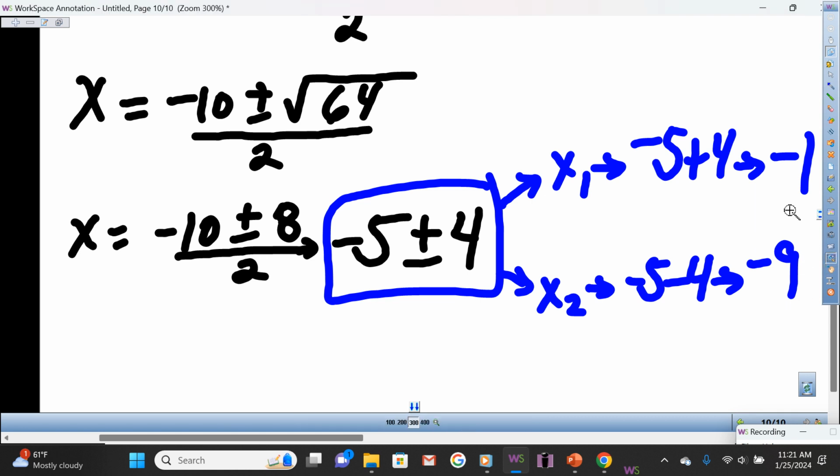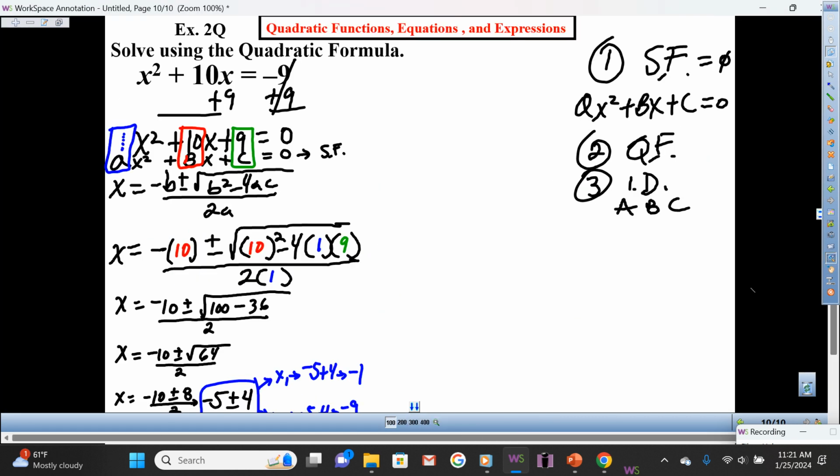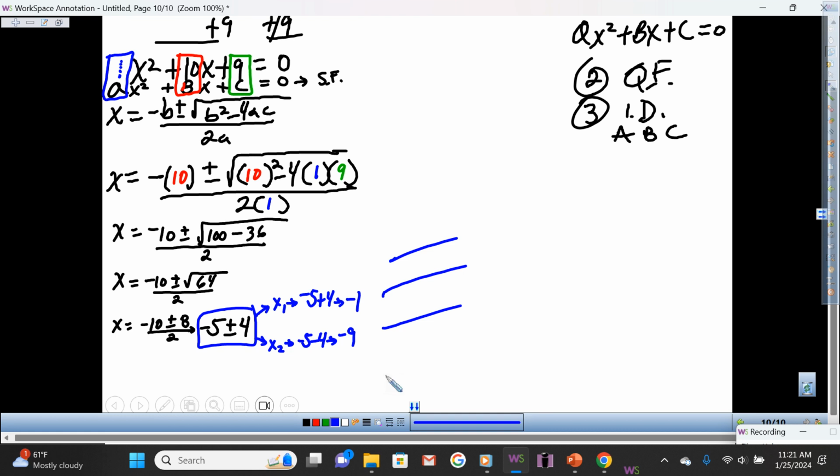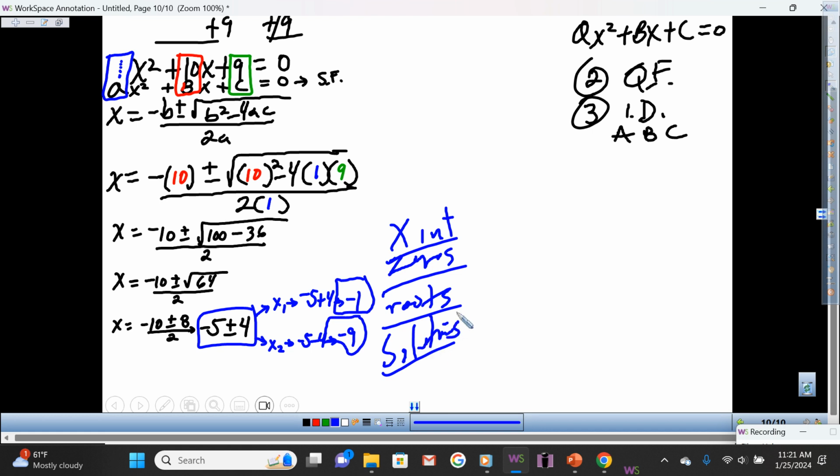And remind your neighbor what these numbers are called, please. What are those numbers called? 4 names. What are the four names of -1 and -9? X-intercepts, zeros, roots, and solutions.